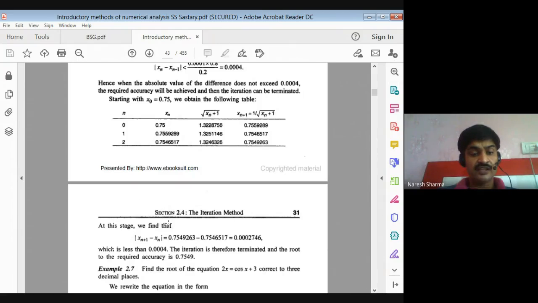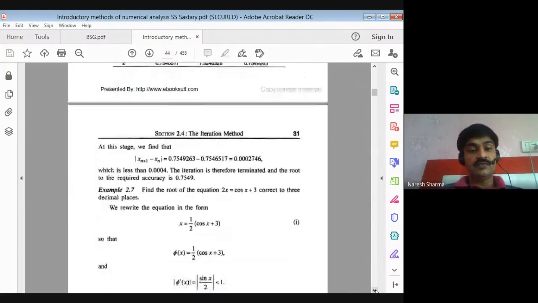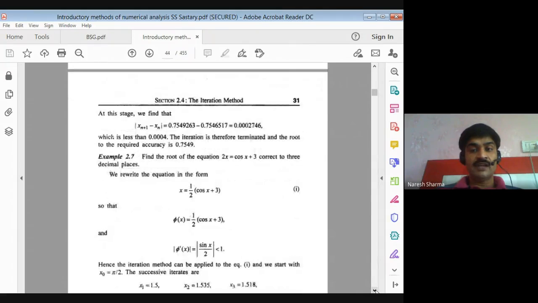Or you can continuously take the difference between two roots, if the difference is 0.0002. So you can say here, as per the required accuracy, it is less than 0.0004. So this is your final result you can choose. That is the root of your equation. So we may discuss one more example. Any example you have solved with bisection, regula falsi, and Newton-Raphson can be solved by using this also.